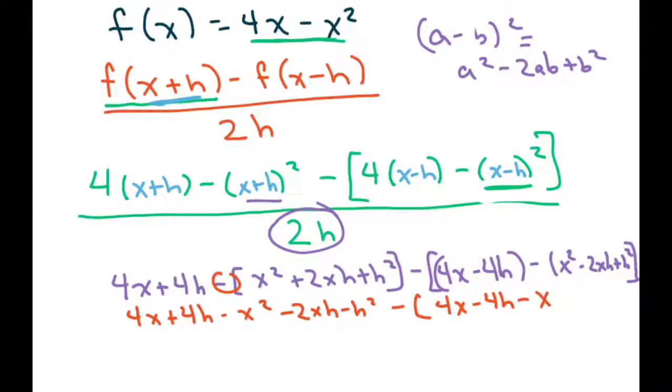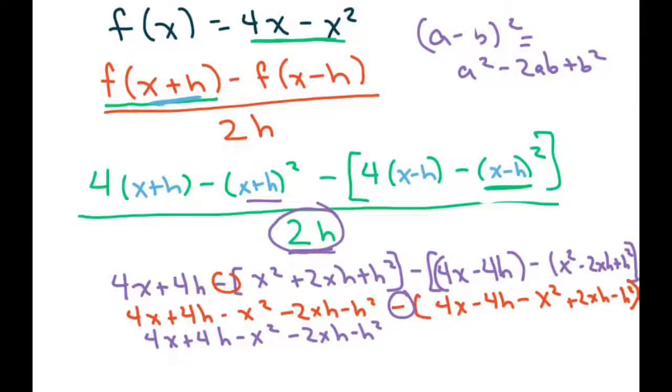minus x squared plus 2xh minus h squared. Okay. Now I'm going to distribute this negative. So let me copy this down again. Again, I still haven't put the 2h yet. I'm trying to save some room. Now just negate this whole thing.